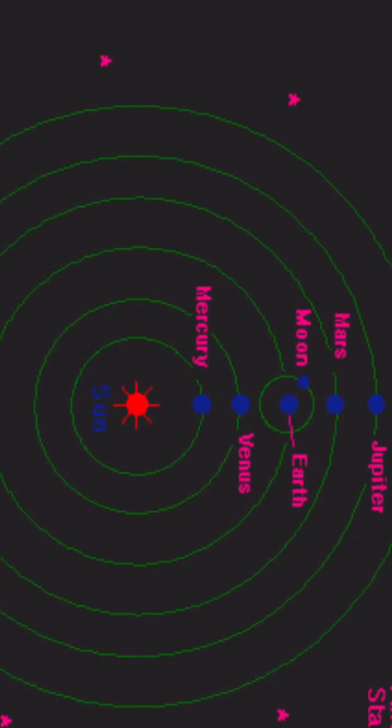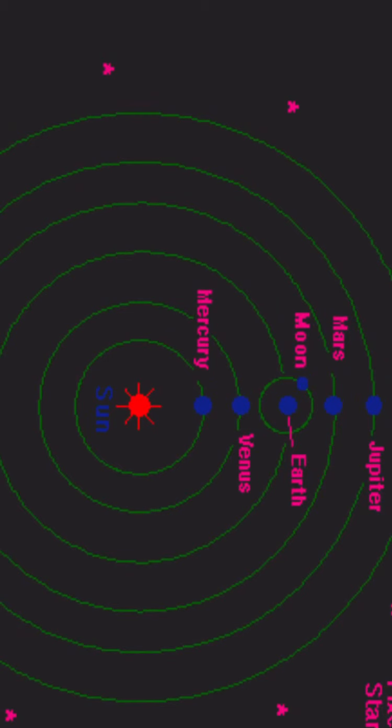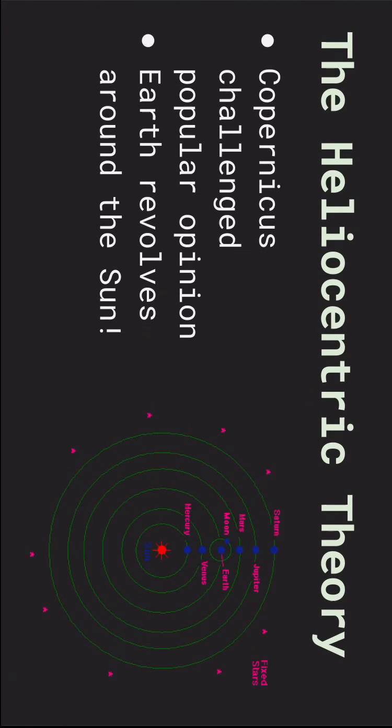And here's a diagram of how that looks. Right here's the sun in the center, and all these planets are revolving around the sun. Basically, Copernicus is now challenging this popular belief that the church is behind and that most people believe. So he is a target.